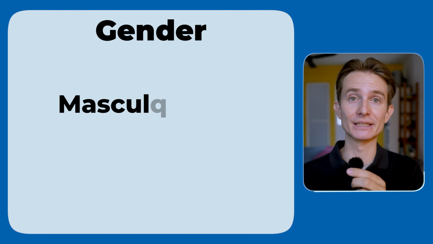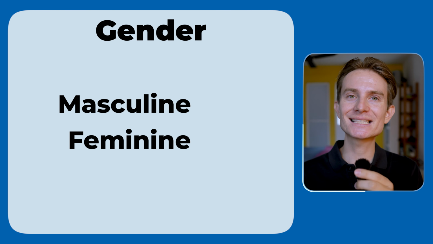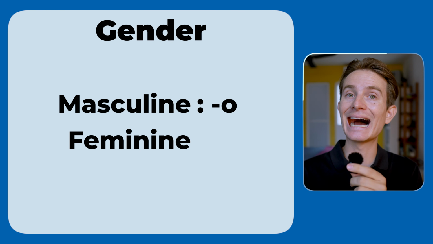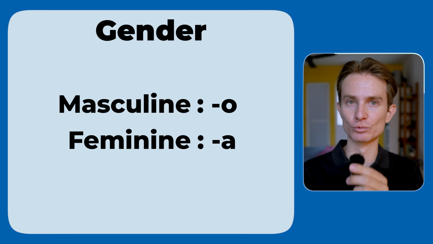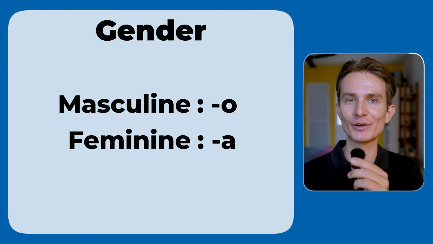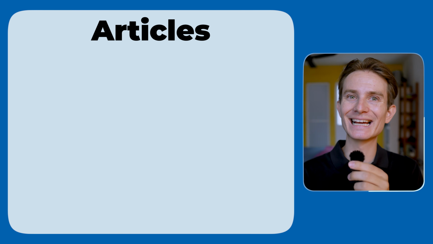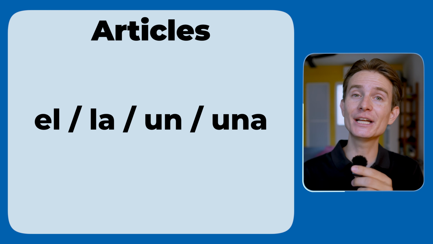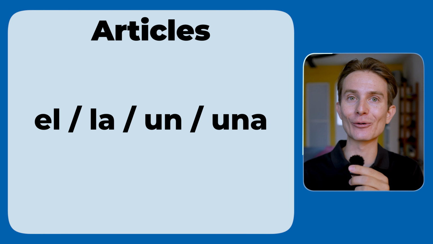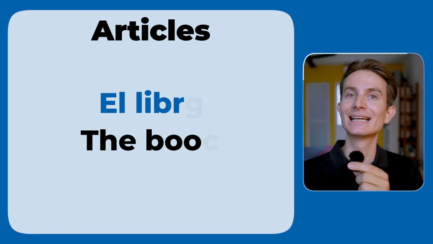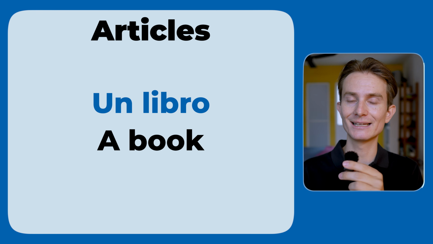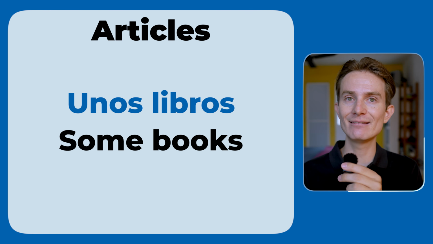Every noun in Spanish has a gender, either masculine or feminine. Usually, masculine nouns end in o, and feminine nouns end in a. There are some exceptions to this rule, which we will not cover in this short video. Articles, which are words like el, la, un, and una, must match the gender and number of their noun. For example, el libro, los libros, un libro, unos libros.